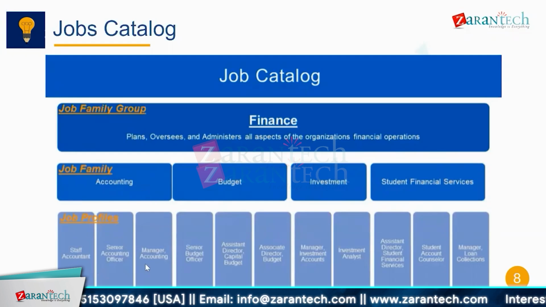So over here, these are the three profiles around accounting that are part of the accounting job family. Same thing with the budgeting. Here are the specific type of functions or the characteristics in each of the positions that we would need. And they're part of the budget. Same thing with the investment, student financial services. And now all four of these really make up this family group, the finance.